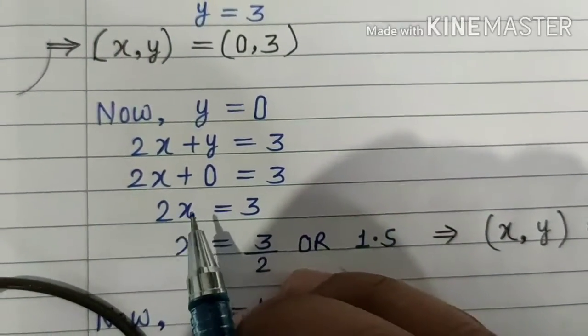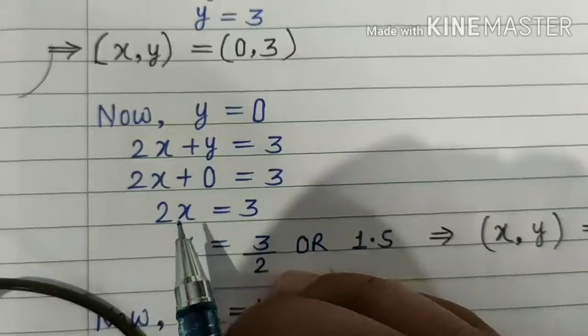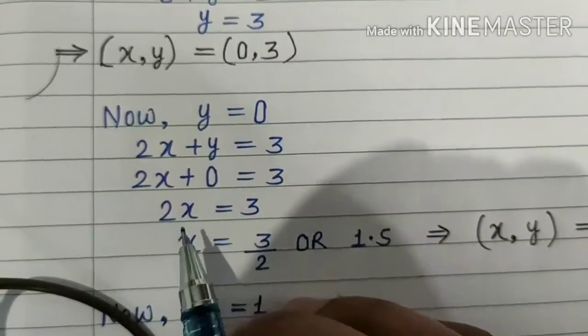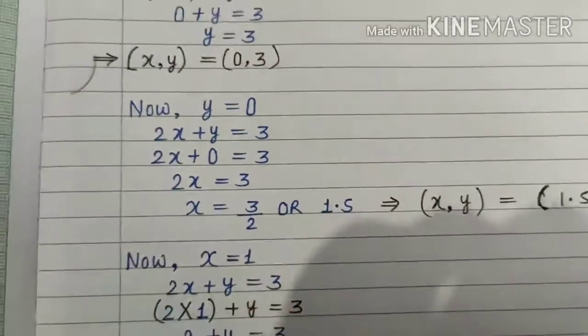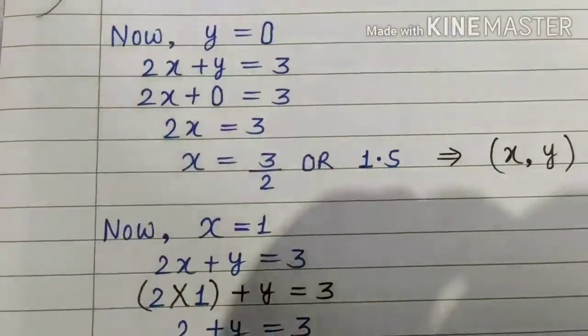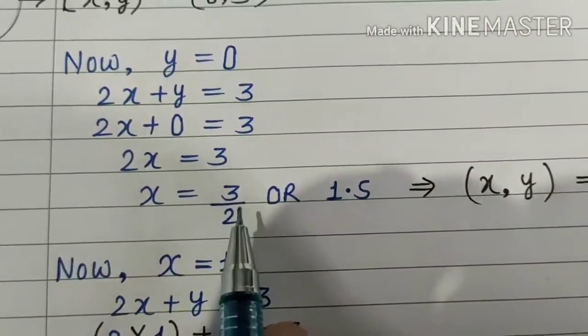Now this 2 into x, this is in which form? Multiplication form. So this 2 will go in division form. So it becomes x equals 3 upon 2. What comes? 3 upon 2. Just look here, 3 upon 2. Now how can we write 3 upon 2?